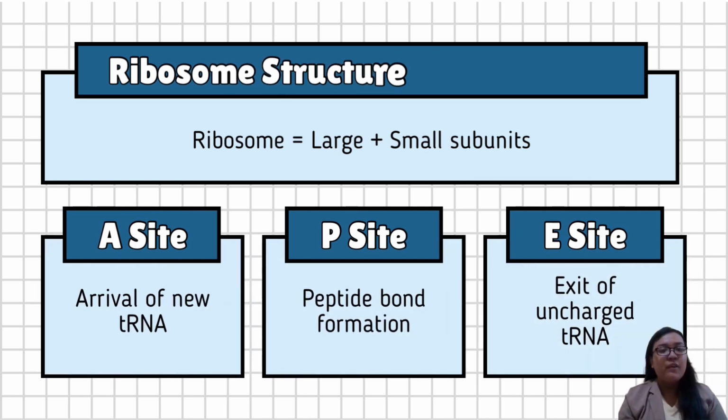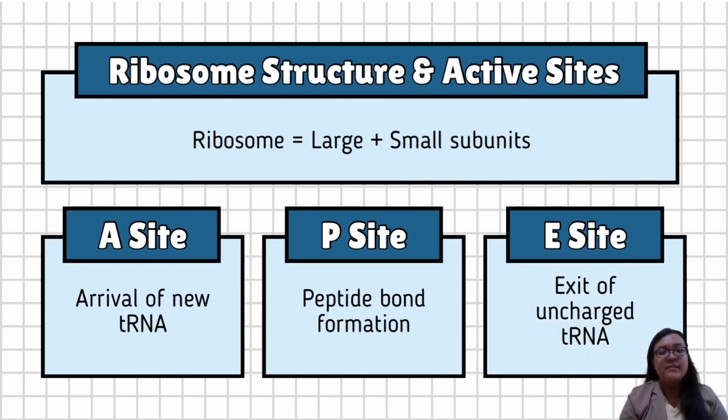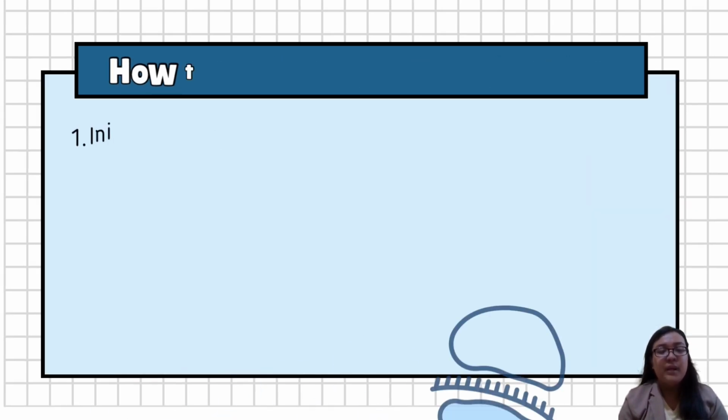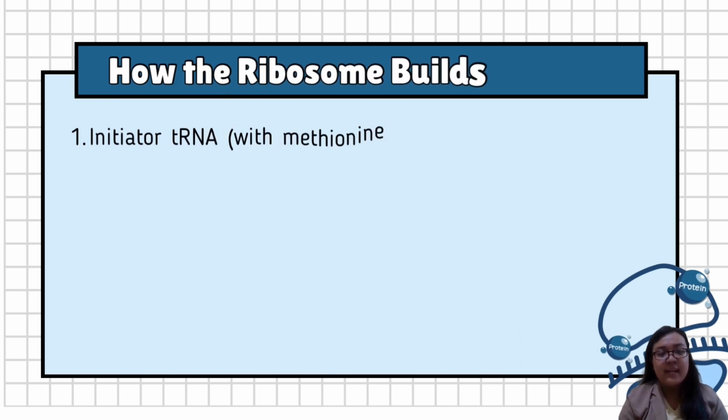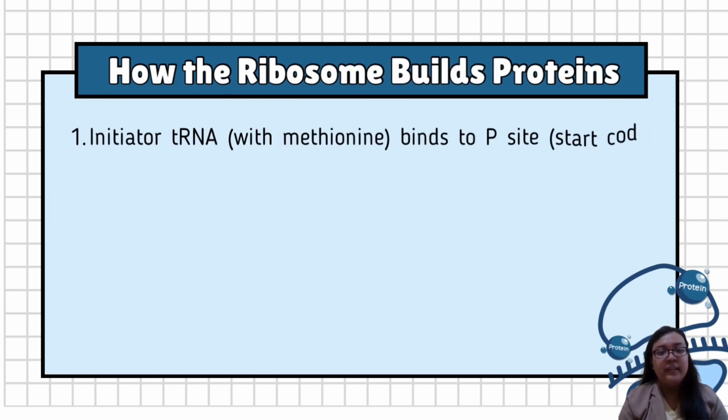As we can see, we have a ribosome composed of 2 subunits, large and small. The ribosome has 3 active sites: the E site, the P site, and lastly the A site. To remember easily, the A site is for the arrival of new tRNA, the P site is for the peptide bond formation, and the E site is for the exit of uncharged tRNA.